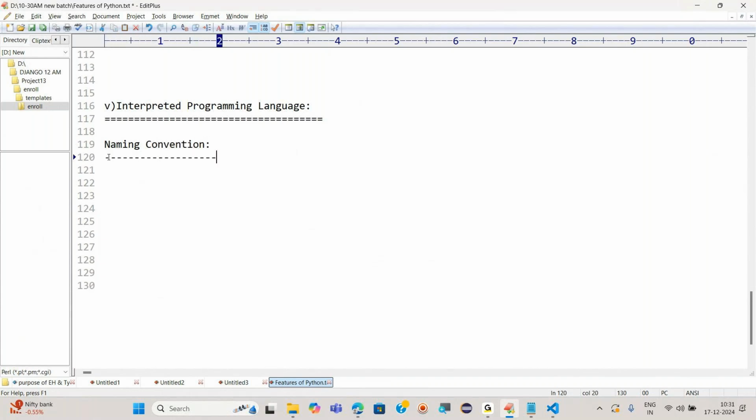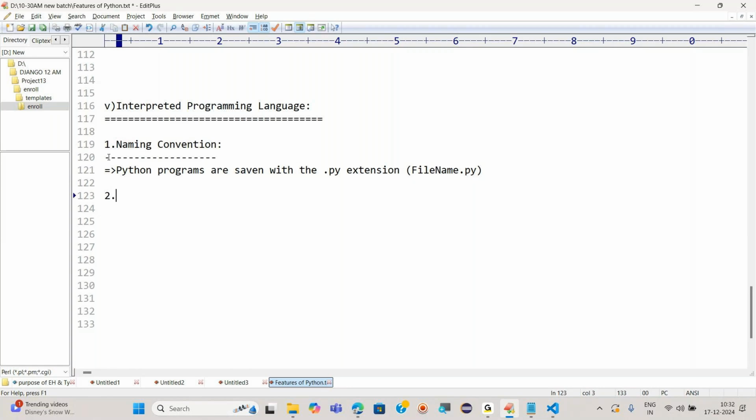What is the naming convention of this? Whenever we write any code in Python, and when we want to save that particular file, we have to save it with a .py extension. Okay, so Python programs are saved with the .py extension. For example, the file name you provide, .py you give. Okay, you consider this as the first point.